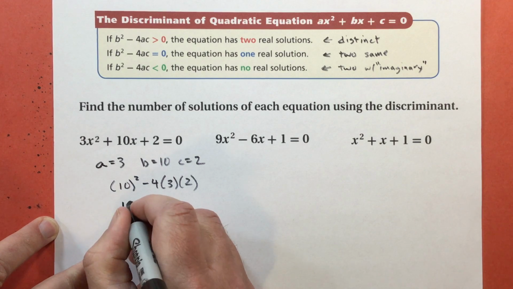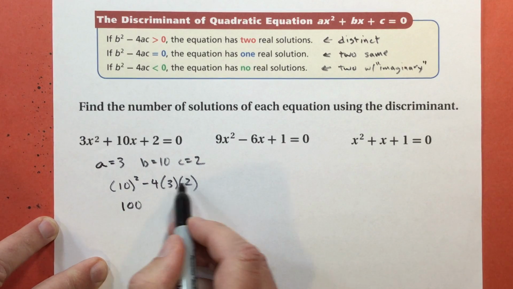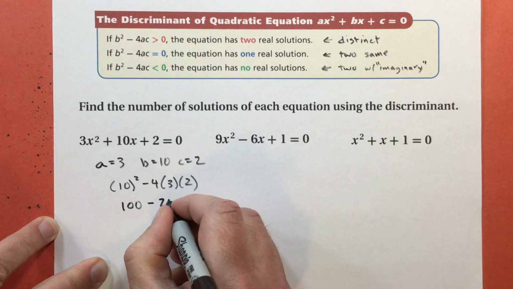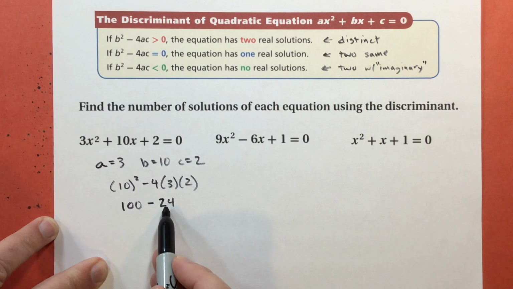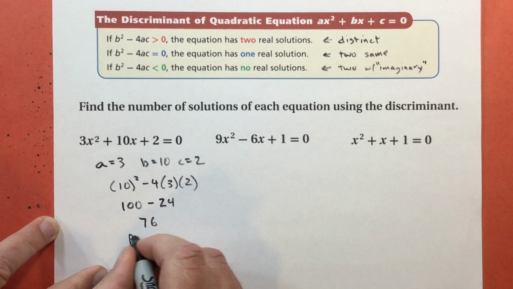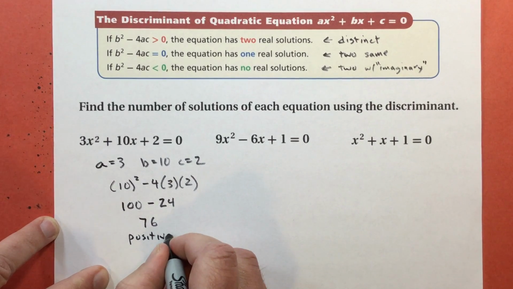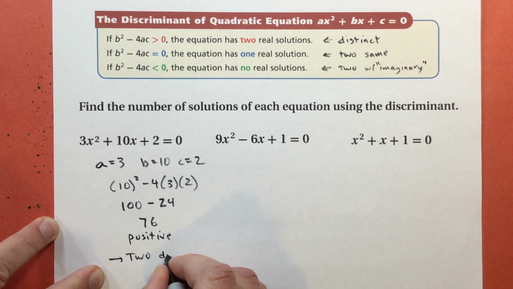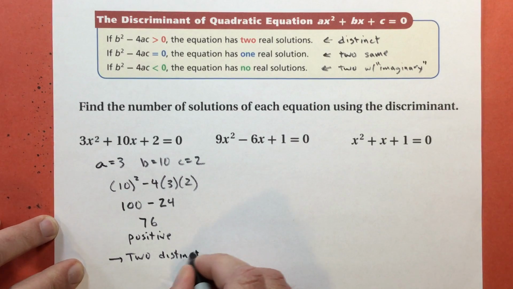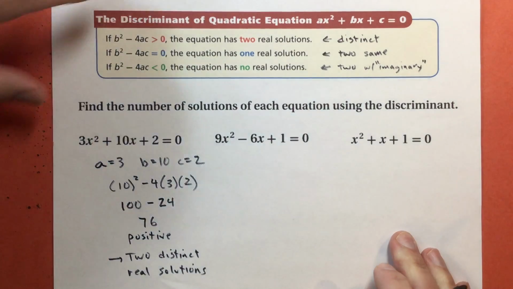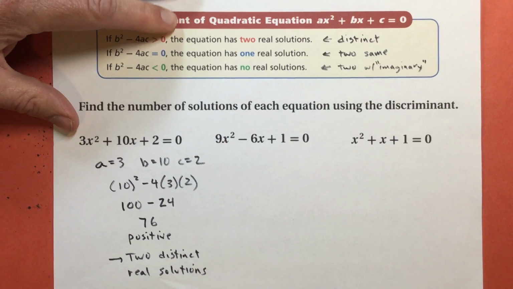10 to the second power, you know that's 100. 4 times 3 times 2. 4 times 3 is 12. 12 times 2 is 24. And 100 subtract 24 is going to be 76. This is a positive number. So I get 2 distinct real solutions. That's all you have to do, since that's a positive number.